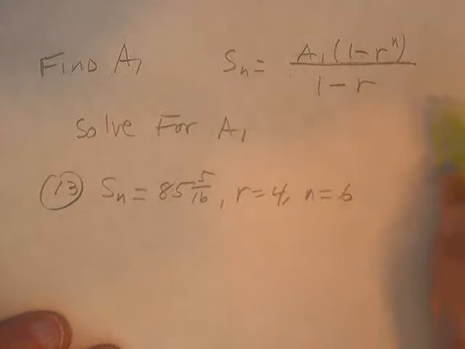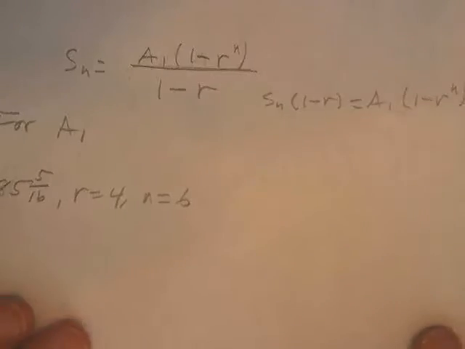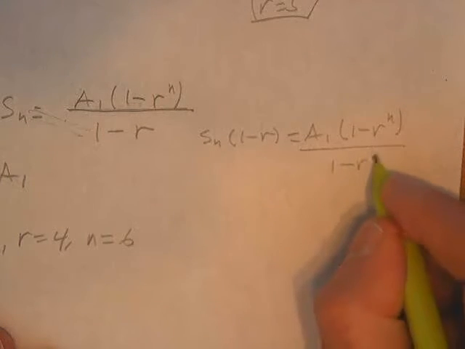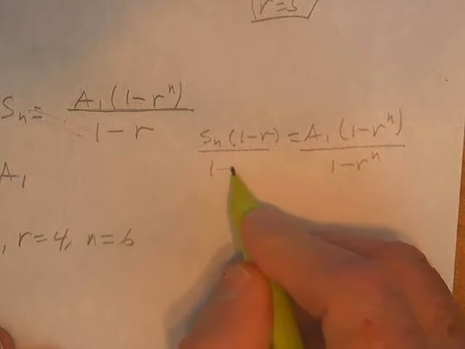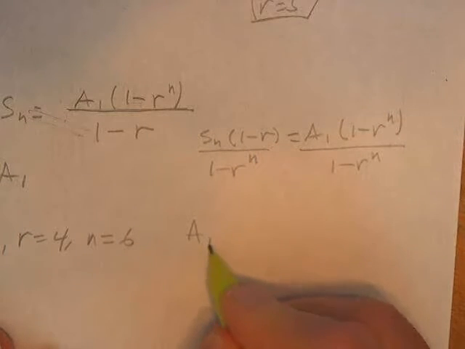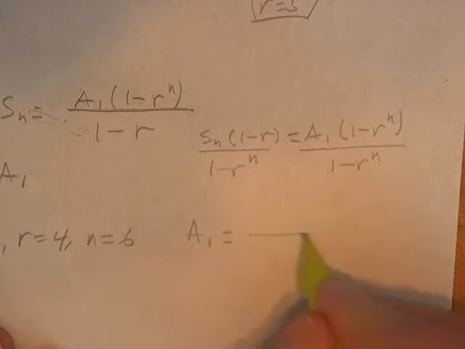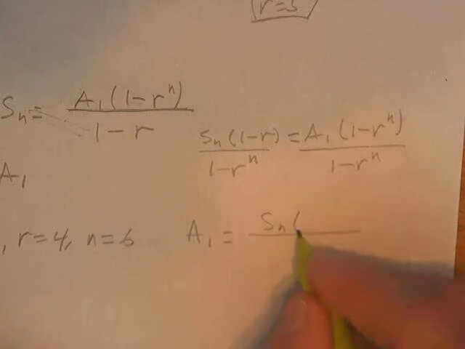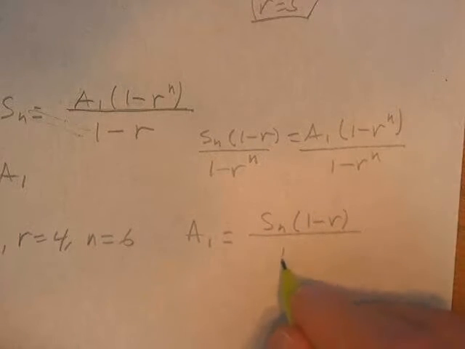So let's cross multiply here. When we cross multiply, it's going to look like this. Just multiply those two together. Then let's divide by 1 minus r to the n. And this gives me a formula to use. A1 equals Sn times 1 minus r over 1 minus r to the n power.